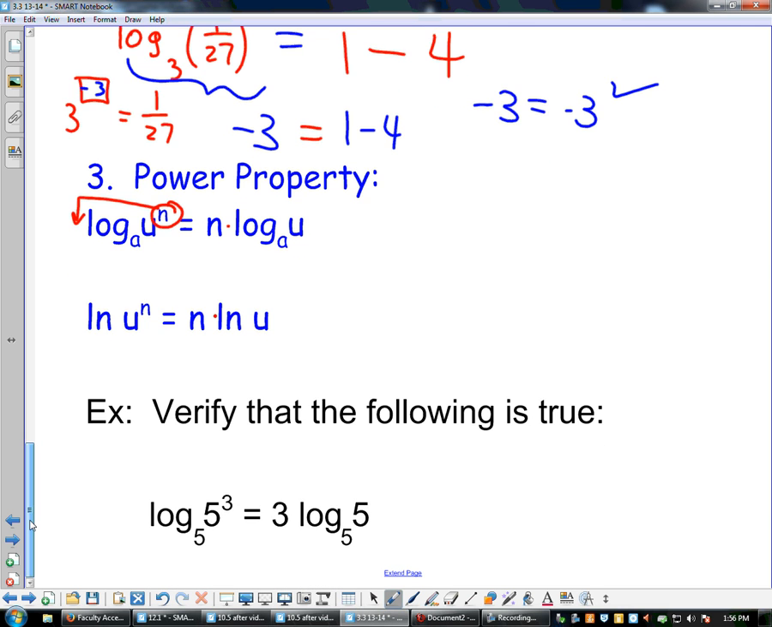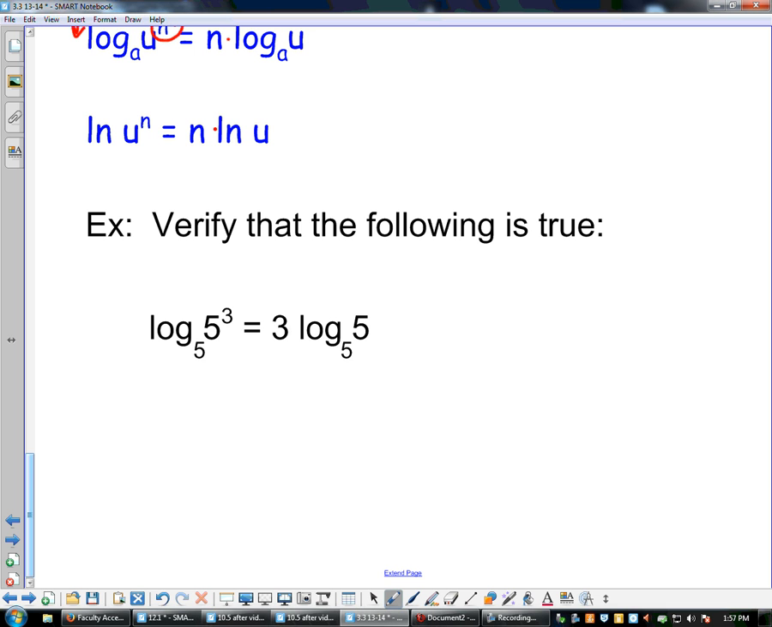So let's verify this one to make sure this is true. Is log to the base 5 of 5 to the third equal to 3 times log to the base 5 of 5? Well, let's evaluate this. On this left side, this is log to the base 5 of 125. 5 to the third is 125. Is that equal to 3 times log to the base 5 of 5?